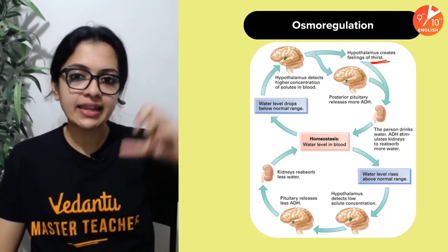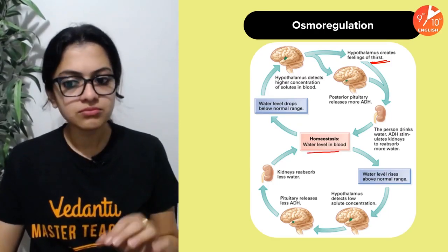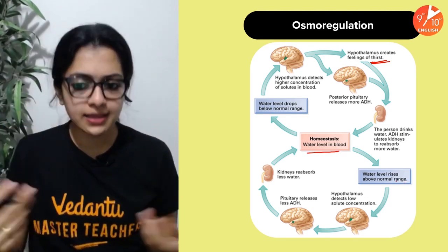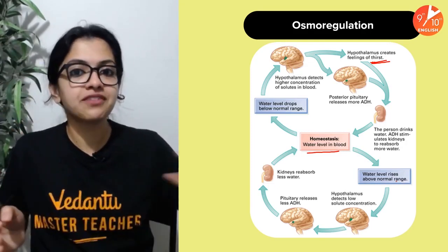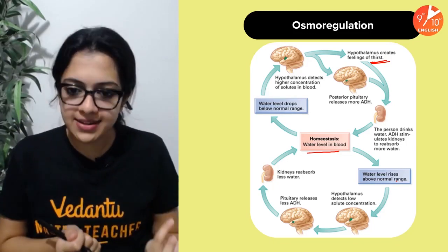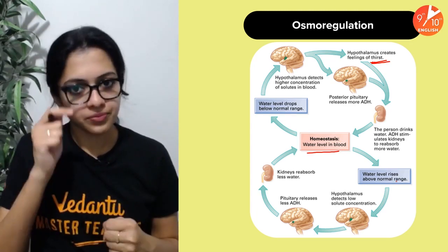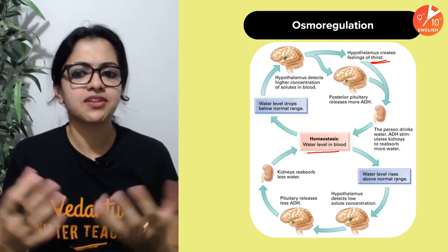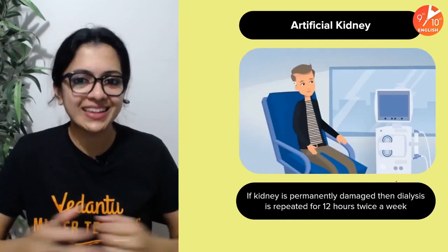ADH stimulates the kidneys to reabsorb water, and water level comes back to normal. If at all the water level rises above a normal range, the opposite would be the case. Again, the hypothalamus would be able to detect low solute concentration, and as a result, it conveys to the posterior pituitary to release lesser ADH, and as a result, kidneys are able to reabsorb less water. Okay, they end up reabsorbing less water because less ADH is secreted, and as a result, water levels in the blood come back to normal. Isn't it amazing? Our body takes care of everything by itself.